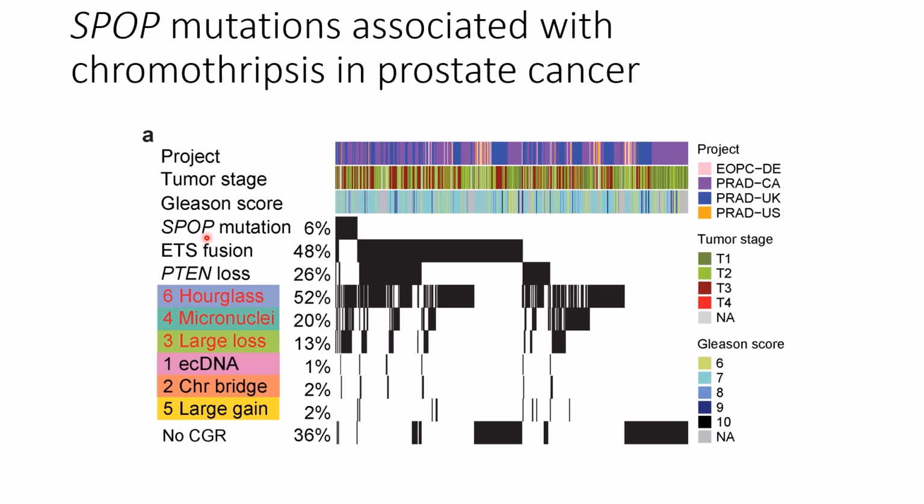SPOP is an E3 ubiquitin ligase. The normal function is to bind its target and degrade them. And the mutations occur in 6% of the prostate cancers, and they are mutually exclusive with ETS fusions and PTEN loss. All these mutations are missense mutations in one particular domain, which is a target binding domain. So our results suggest the wild-type SPOP protein may play some important role in maintaining genome stability, and the mutant SPOP is promoting genome instability.